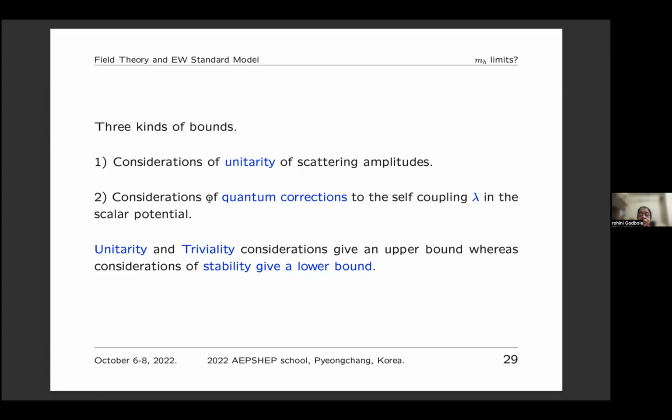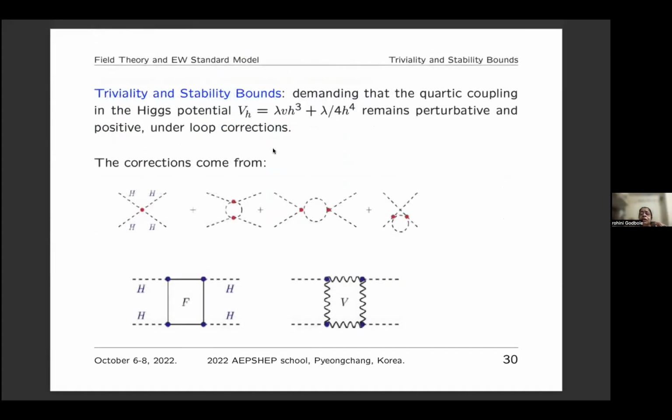What is meant by stability? Here we have to understand the effect of the quantum corrections to the self-coupling lambda in the scalar potential. So now, instead of looking at quantum corrections to a Z going to f f-bar coupling, I'm looking at the quantum corrections to the self-coupling lambda itself. That's also a field theory. I should be able to compute them, and indeed we can. The so-called triviality and stability bounds come by demanding that the quartic coupling lambda in this V(H), equal to lambda v H cubed plus lambda by 4 H to the fourth, should remain perturbative and positive.